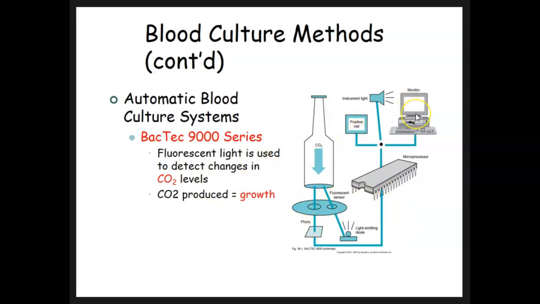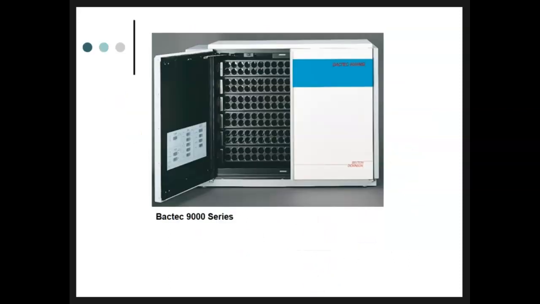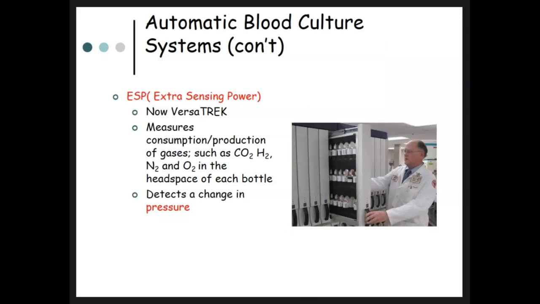Then the computer is going to detect that change and send a message, and the alarm will sound, and so you'll have to go find the bottle, do a gram stain, and subculture. And here's a picture. So each one of those dark circles represents a spot where a blood culture bottle would go, and it continuously rocks back and forth. The next system is now Versatrek.